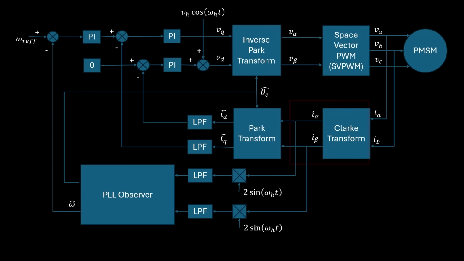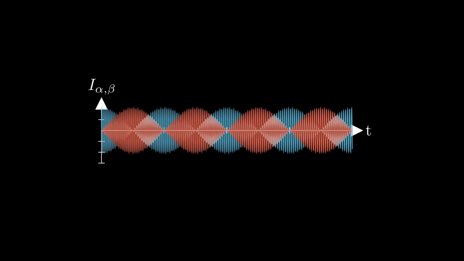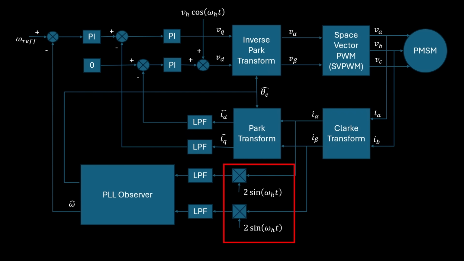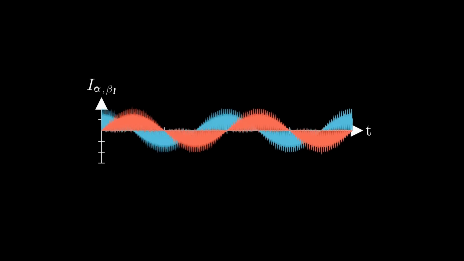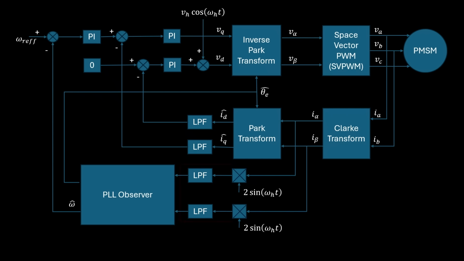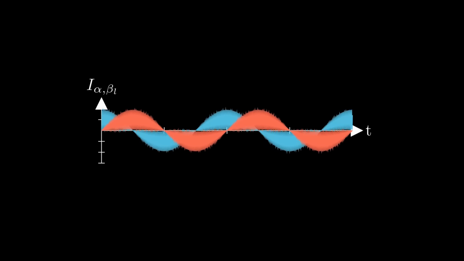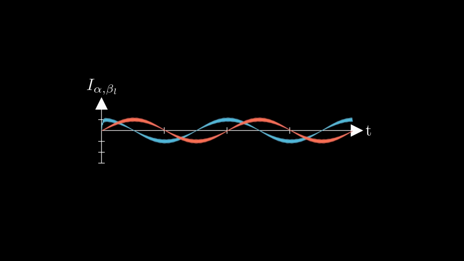The current read on I alpha and I beta that is modulated will look like this. Then we mix this current with the signal 2 sin(ωh t), where ωh is the same frequency as the injection frequency, and it will produce a signal like this. After that, we need to perform demodulation to obtain the signal that contains the position information. This can be done by using a low-pass filter to filter out the high-frequency components so that only the components proportional to the rotor position error remain. We refer to these components as I alpha L and I beta L.